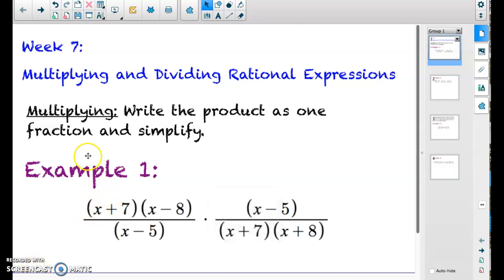Hi everyone, this week we are going to be talking about multiplying and dividing rational expressions. So when you are multiplying two rational expressions like what you see here in example 1, all you need to do is write the product as one fraction and then simplify.